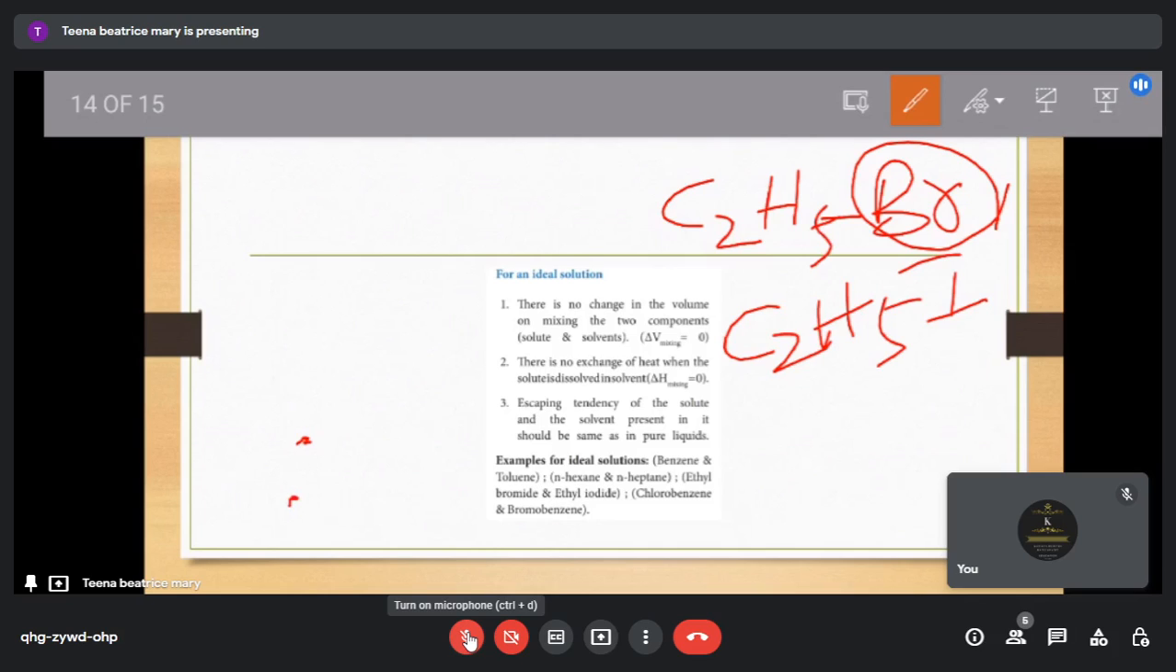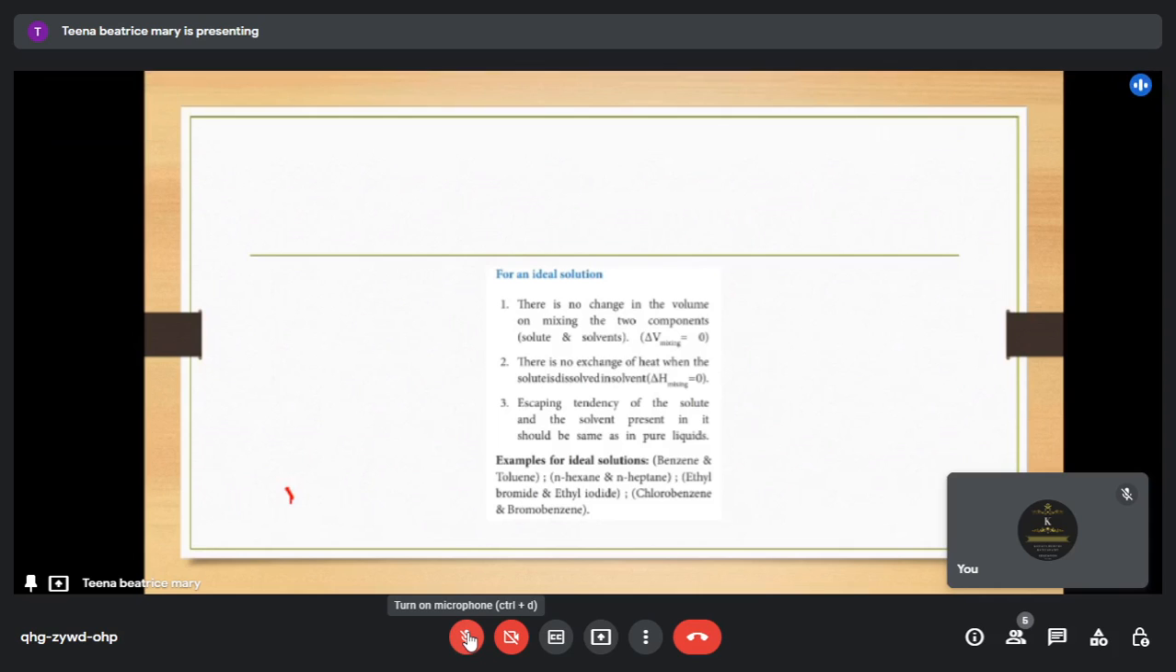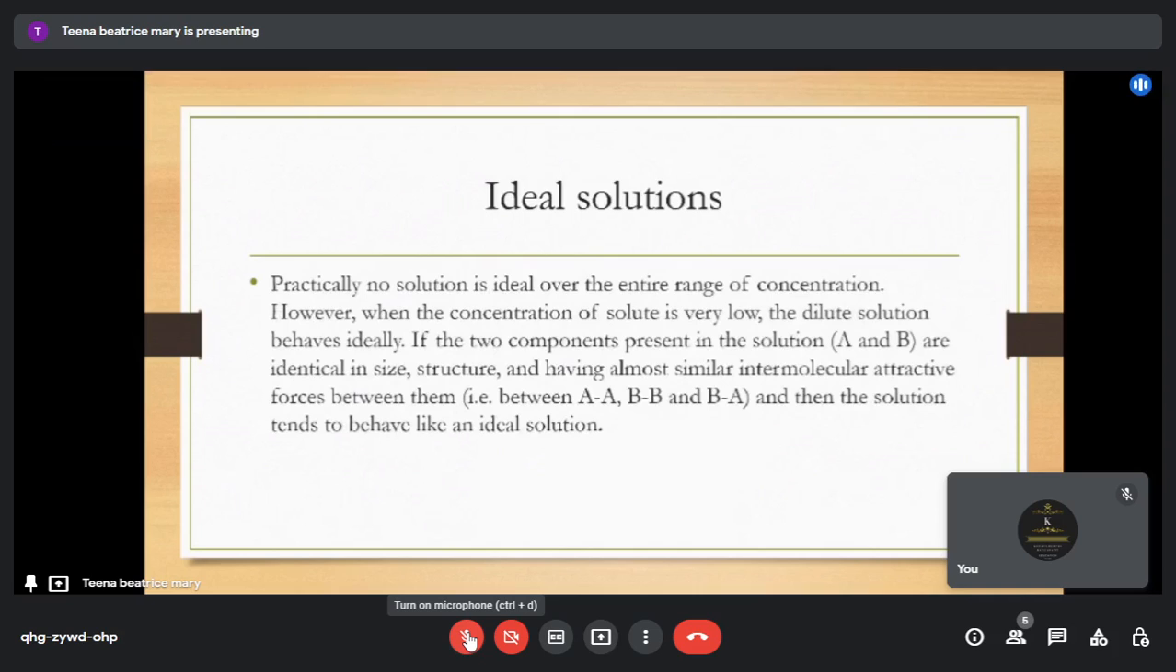And chlorobenzene and bromobenzene: only chlorine, bromine and the functional groups change. So an ideal solution is at very low concentration, identical in size, identical in structure, and with almost similar intermolecular forces of attraction. That is said to be an ideal solution.